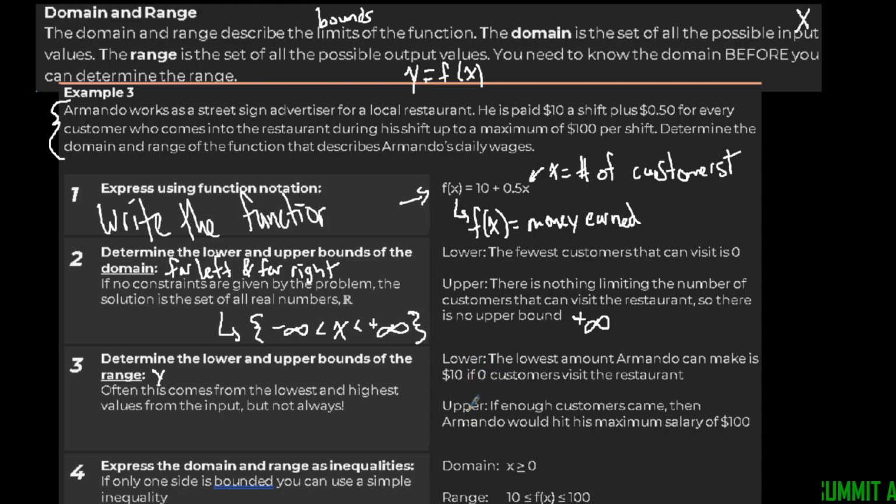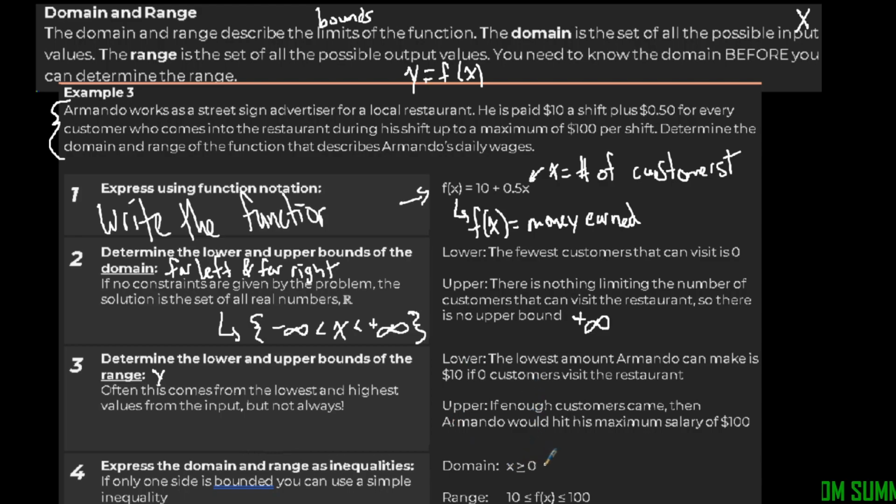Then for our upper bound, if enough customers came, Armando would hit his maximum salary of $100. So the way we write this, express the domain and range as inequalities. Again, you can use them like this.